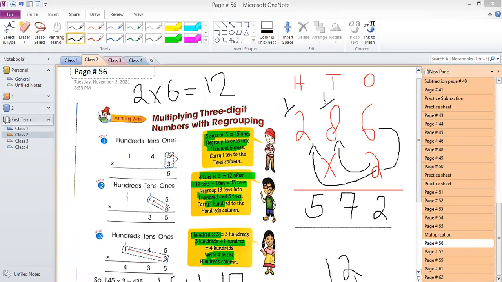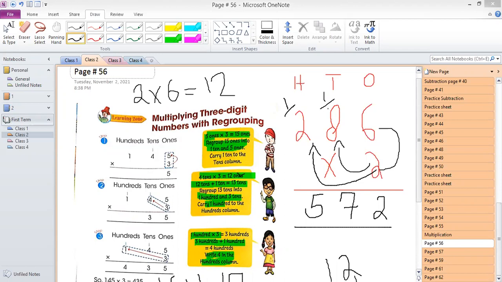The 1 ten you gave to this tens place. So after multiplying 2 by 8 tens, this will be 16 tens. But you should add the 1 ten to 16. It will be 17. If you make it 16, it will be wrong. You have to add this one as well. So this is what you should remember.